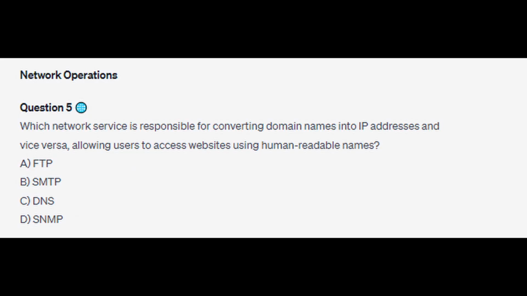And the question states, which network service is responsible for converting domain names into IP addresses and vice versa, allowing users to access websites using human-readable names? Is it A, FTP? Is it B, SMTP? Is it C, DNS? Or is it D, SNMP? You now have 5 seconds.